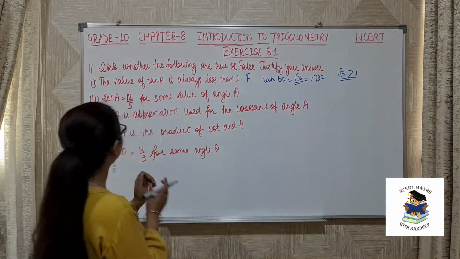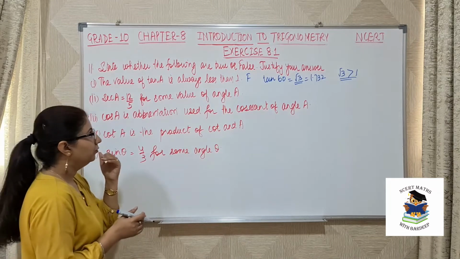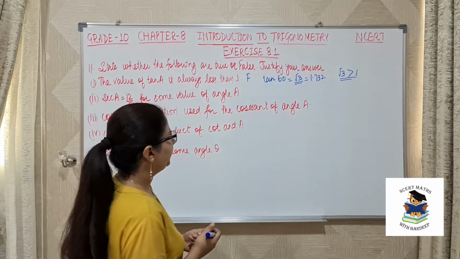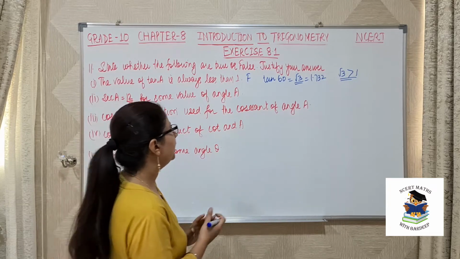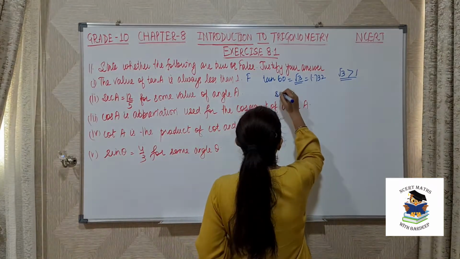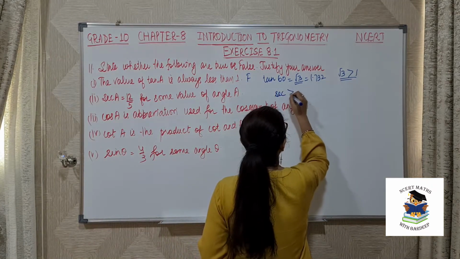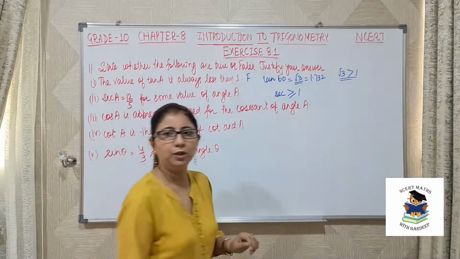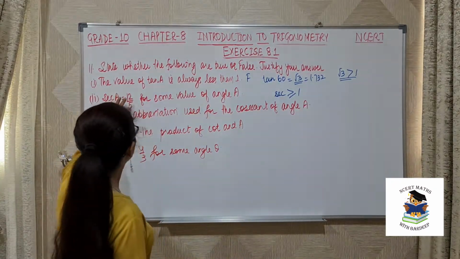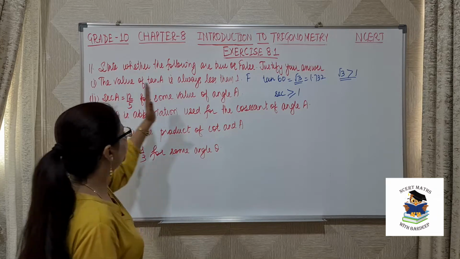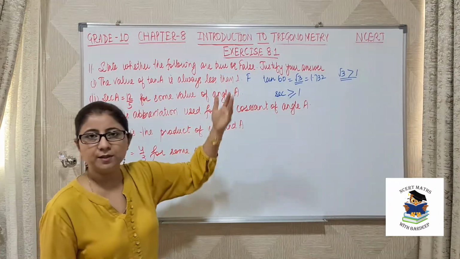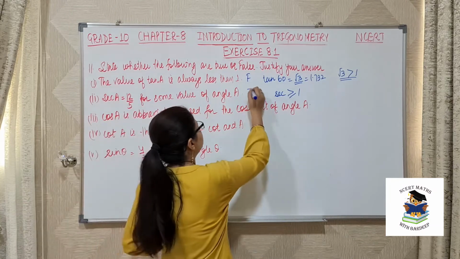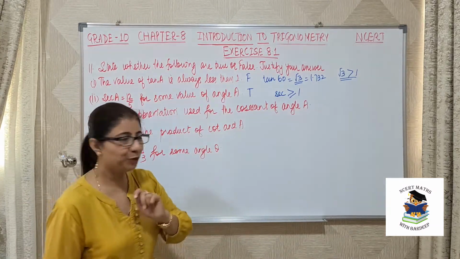Second is secant A is 12 by 5 for some values of angle A. Again, refer to the table and you will see that secant A or secant theta is always greater than or equal to 1. So 12 by 5 is 2.4. So this value can be possible for some random angle. So this statement is true.